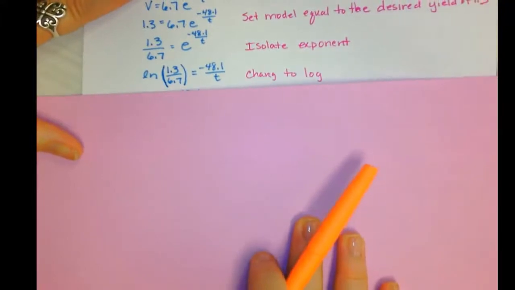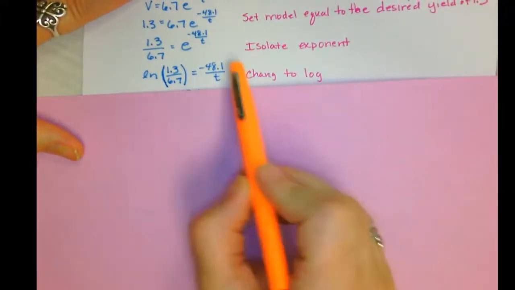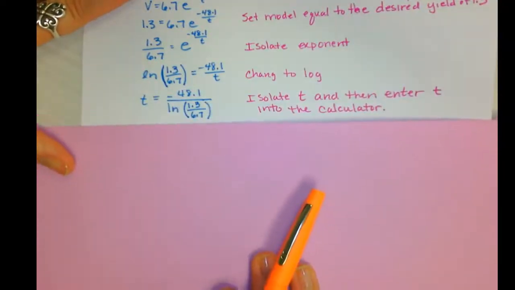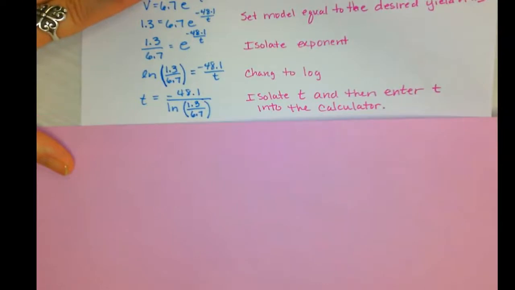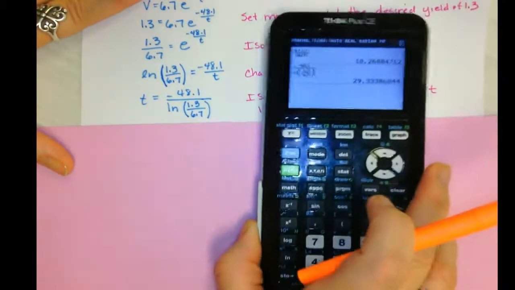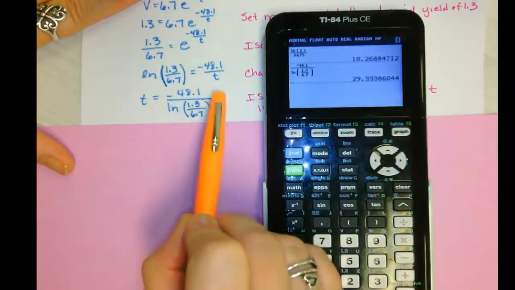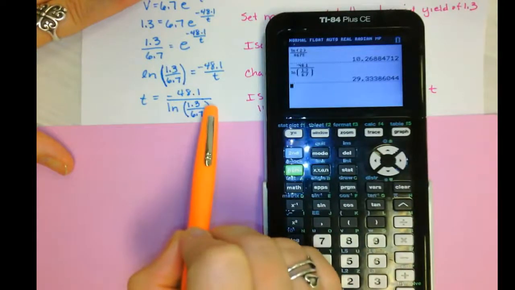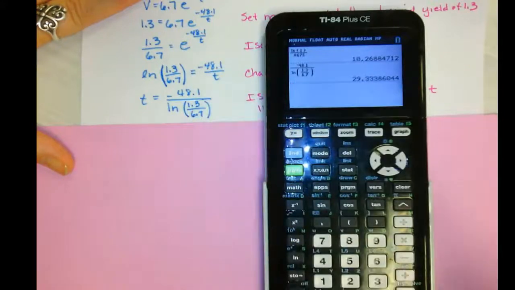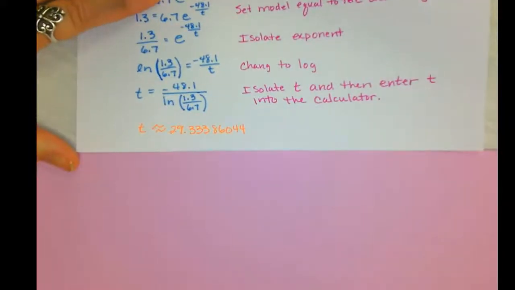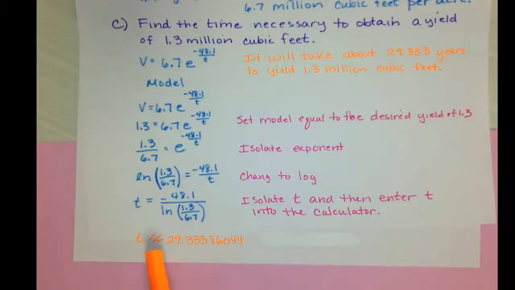And then to get t by itself, I would technically multiply both sides by t and then divide both sides by the natural log. That's what it looks like when it's isolated. Then I can go to my calculator and put it in exactly like it looks here: negative 48.1 over natural log, use the fraction template, 1.3 over 6.7. So I get everything exactly as it's supposed to be, and then I'm able to come up with my value in the calculator. Once I've found what t is, I can see my time here.